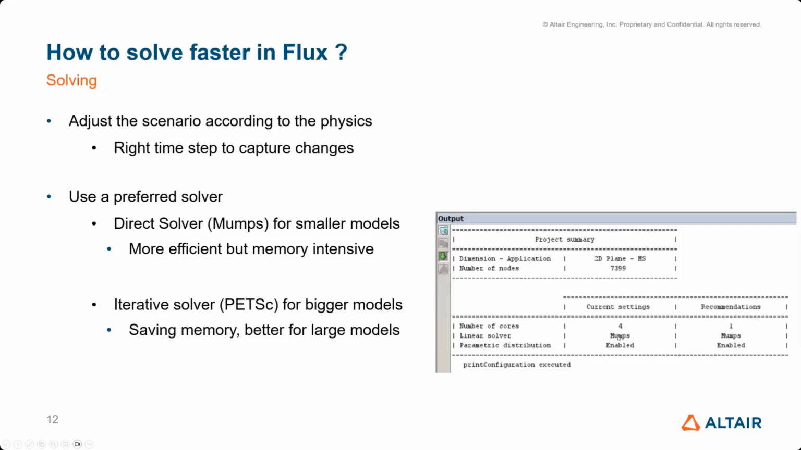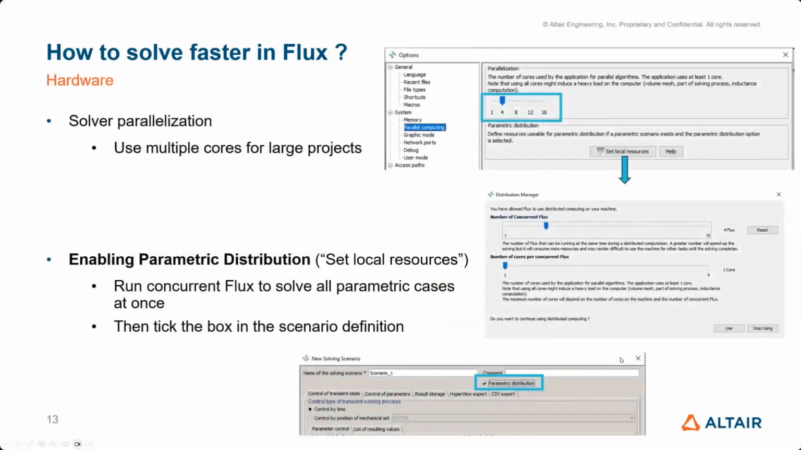And you can see it's talking also about number of cores and parametric distribution. So these are the two things as well you need to use well to your advantage. So first, regarding the parallel solving, when you are in Flux, it's important that you realize what number of cores will be the best for you, for your project in particular. So that's one part. And the second part is when you're doing parametric study, some people don't even know they can do this. So it's very important that you remember this and you check that you're using it. This is the parametric distribution.